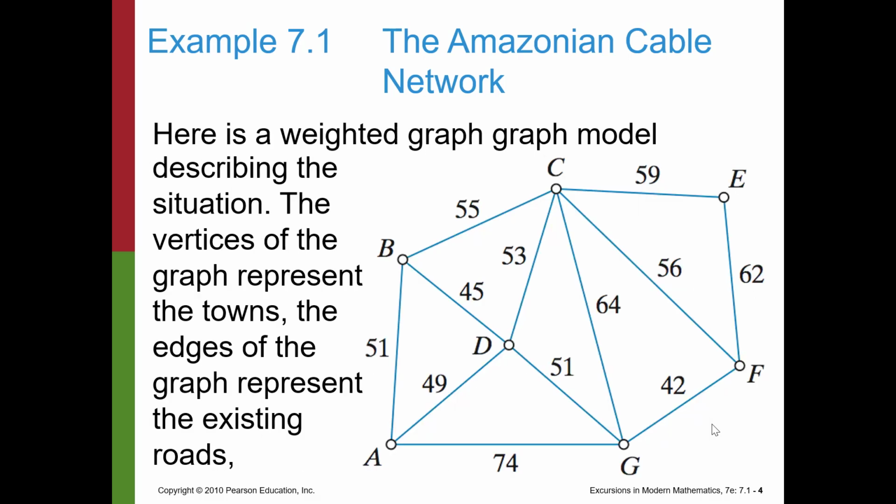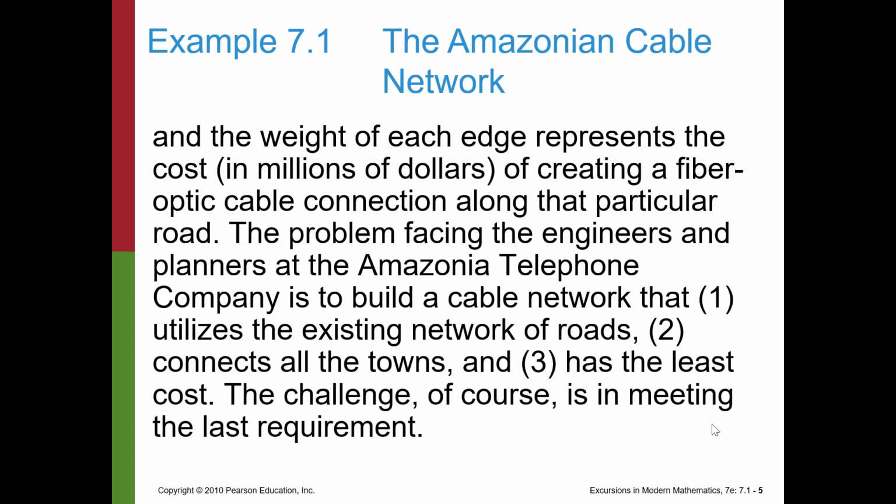Here's a weighted graph model describing the situation. The vertices of the graph represent the towns. The edges of the graph represent the existing roads. And the weight of each edge represents the cost in millions of dollars of creating a fiber optic cable connection along the particular road. The problem facing the engineers and planners of the Amazonia Telephone Company is to build a cable network that 1. Utilizes the existing network of roads, 2. Connects all the towns, and 3. Has the least cost. The challenge, of course, is in meeting the last requirement.